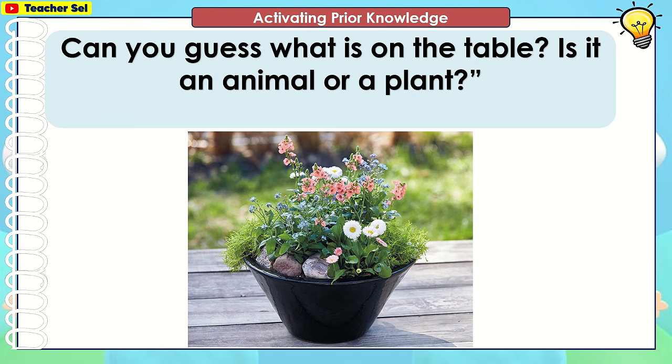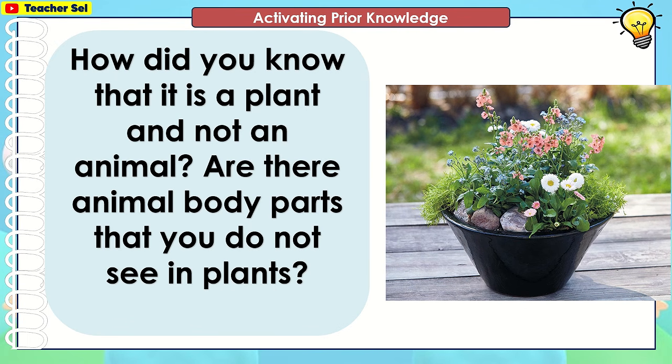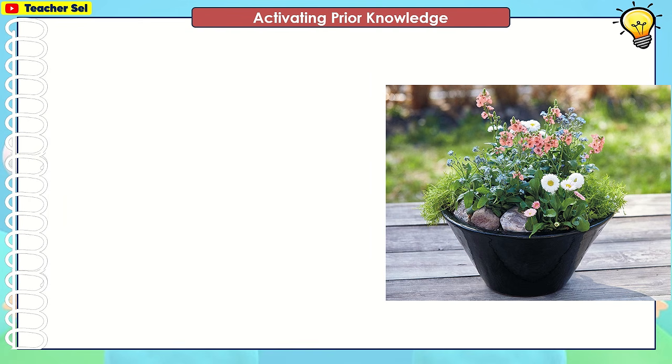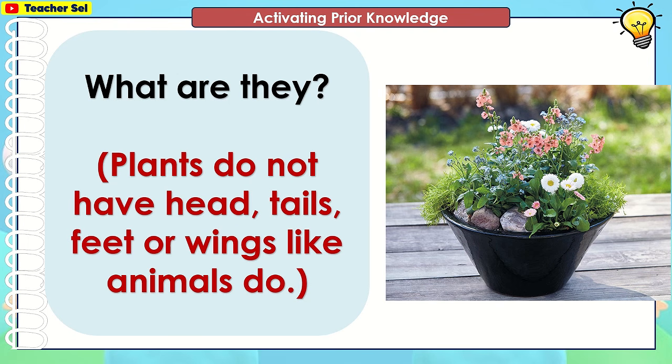Can you guess what is on the table? Is it an animal or a plant? It is a plant. How did you know that it is a plant and not an animal? Are there animal body parts that you do not see in plants? Yes. What are they? Plants do not have head, tails, feet, or wings like animals do.